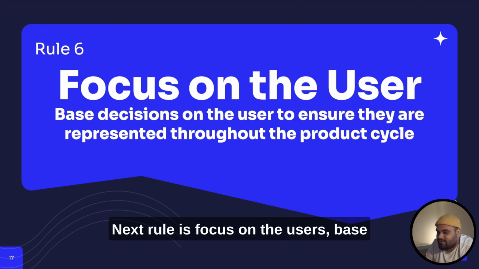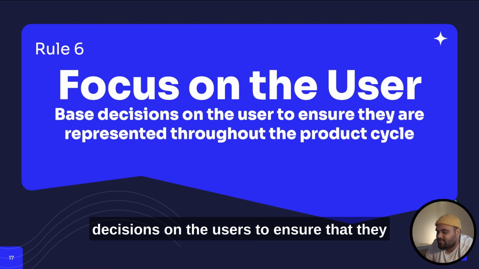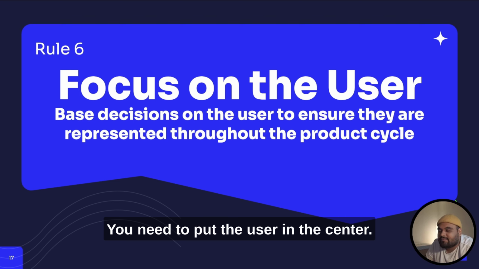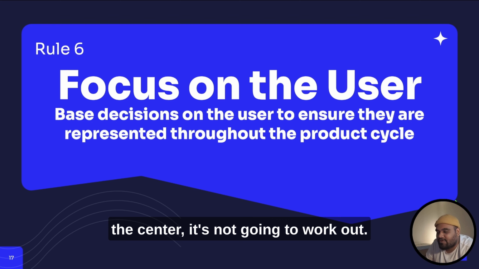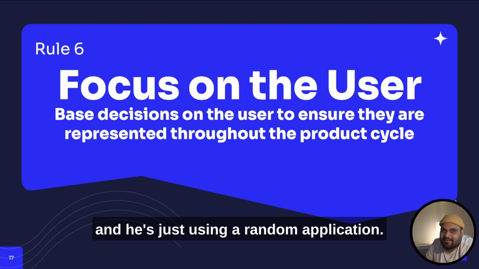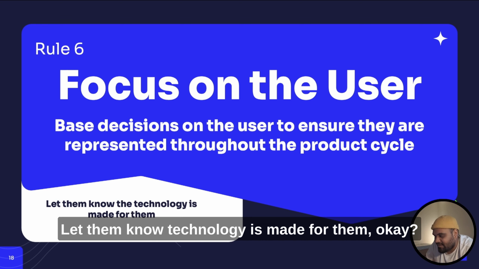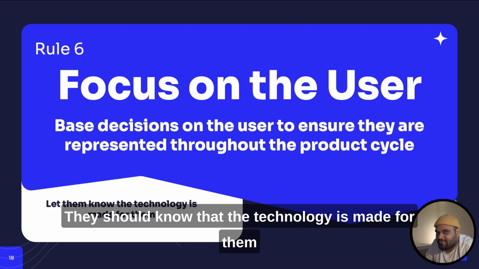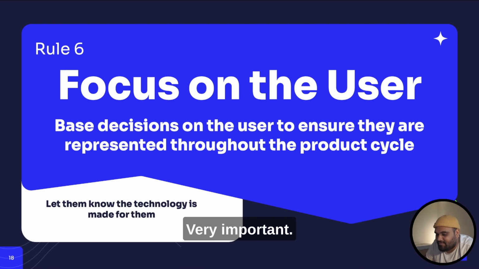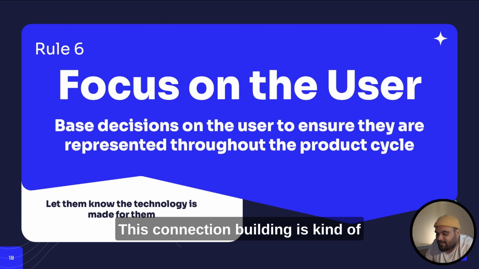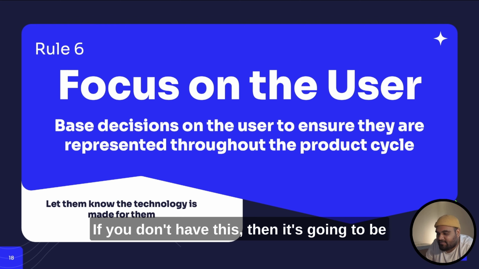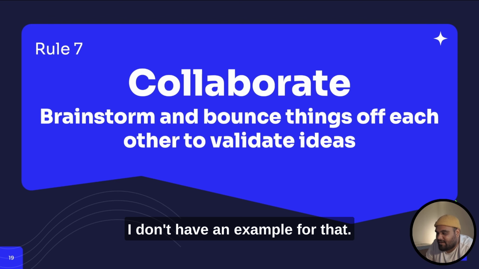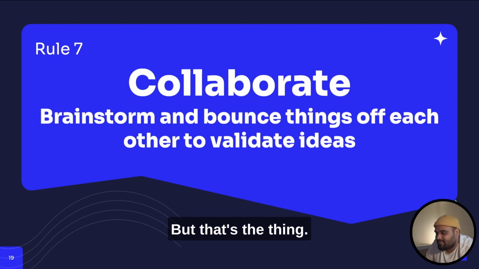Next rule is focus on the users. Base decisions on the users to ensure that they're represented throughout the product cycle. You need to put the user in the center. Unless you put the user in the center, it's not going to work out. The user is going to feel left out, like he's just using a random application. Let them know technology is made for them. Very important. They should know that the technology is made for them and not that they are made for technology. This connection building is a very important thing. If you don't have this, then it's going to be pretty terrible for you and for your team as well. I don't have an example for that, but that's a thing.